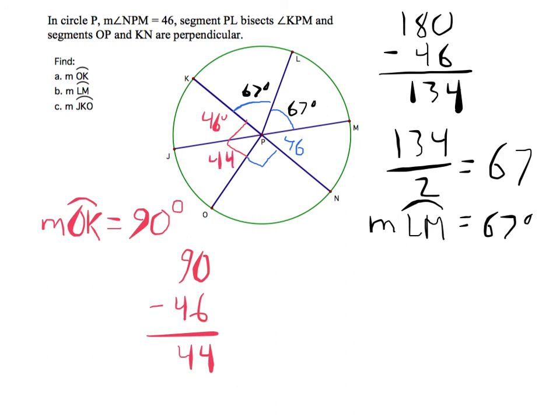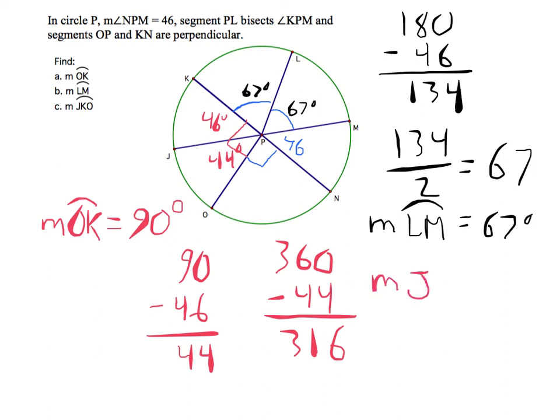I want the whole rest of the circle besides that 44. So I do 360 minus 44, and I get 316. So the whole way around the circle, from J to K all the way to O, that arc has a measure of 316 degrees. So the measure of arc JKO is 316 degrees.